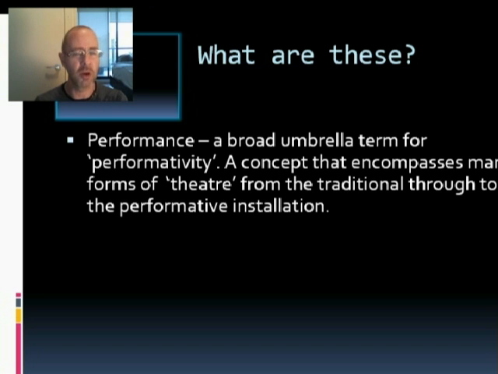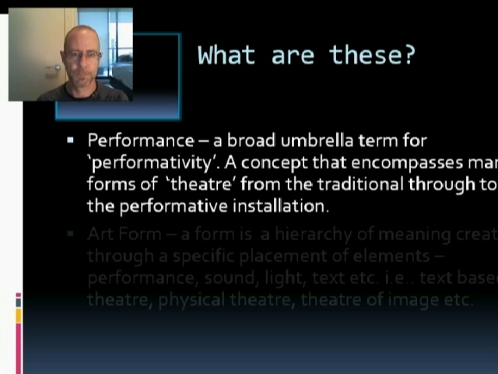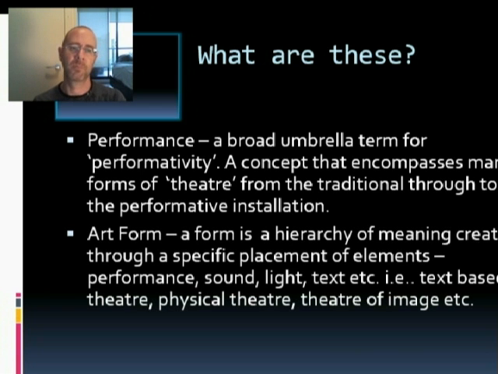Art form. An art form is a hierarchy of meaning created through a specific placement of elements: performance, sound, lighting, text, etc. Text-based theatre, physical theatre, theatre of image. So we could say all of these are theatre, but they have a different emphasis towards a particular type of theatre. So the art form has within it lots of different kinds of placements.